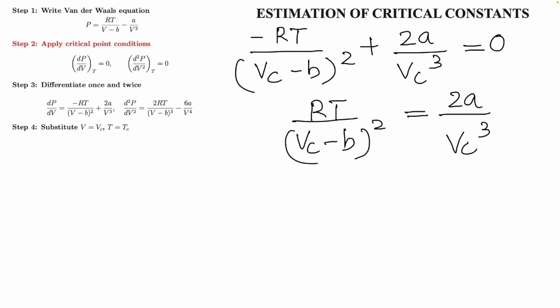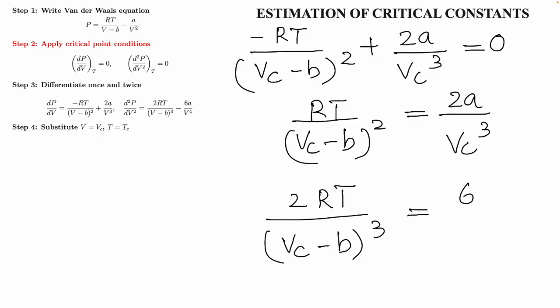And for the next term, d square P by dV square is equal to 0 implies 2RT divided by (Vc minus b) the whole cube is equal to 6a by V raised to 4. Sorry, Vc raised to 4. T is also Tc. Here also Tc. Sorry for that omission.